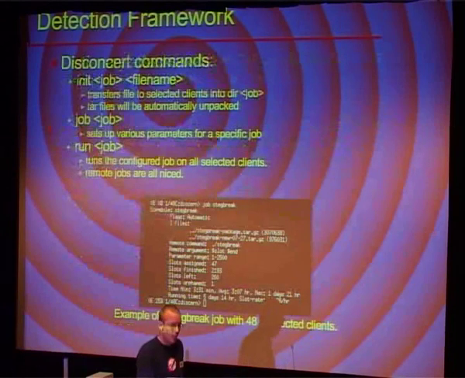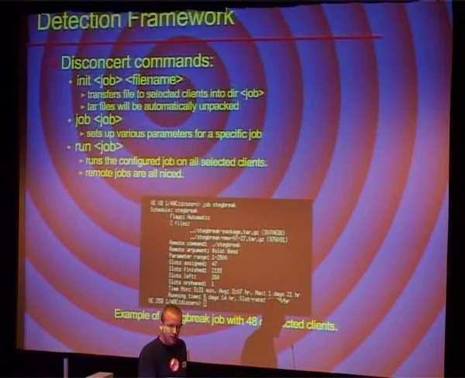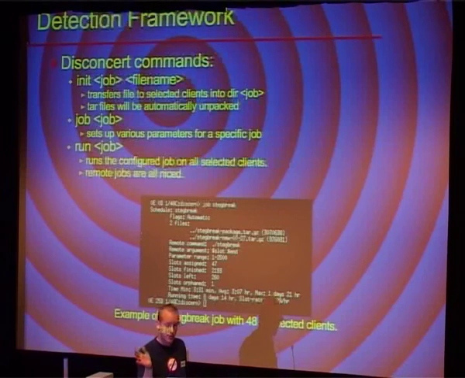So how does it work? Well, you can set up a job with the init command. The init command transfers files to all selected clients. So in my case, that would be the tar file that contains the stack break binary and the word list and stuff like that. And then another tar file that contains the data that the job should work with, all my images. And job parameters you can set up with the job command. And finally, you just say, run this job, and it will be sent to all computers. And once a computer finishes, a new parameter will be sent to just that computer.